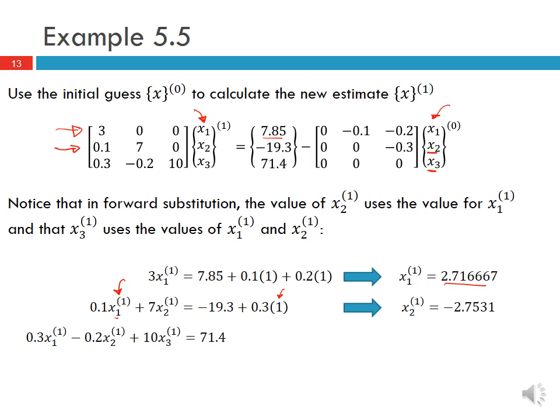And then to find x3 at our current iteration, we again will use our current values for x1 and x2 because we've already calculated them in our previous steps within the same iteration. So from here we find that x3 at our current iteration is 7.00344.